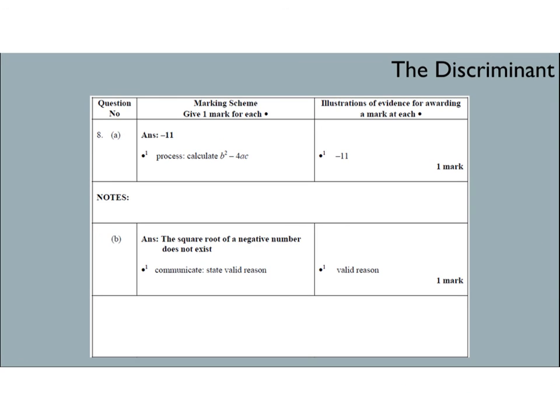Okay, and this is the official mark scheme. There were not many marks for this one. So finding your minus 11 gave you 1 mark, and stating a valid reason. Okay, their answer, the square root of a negative number does not exist.